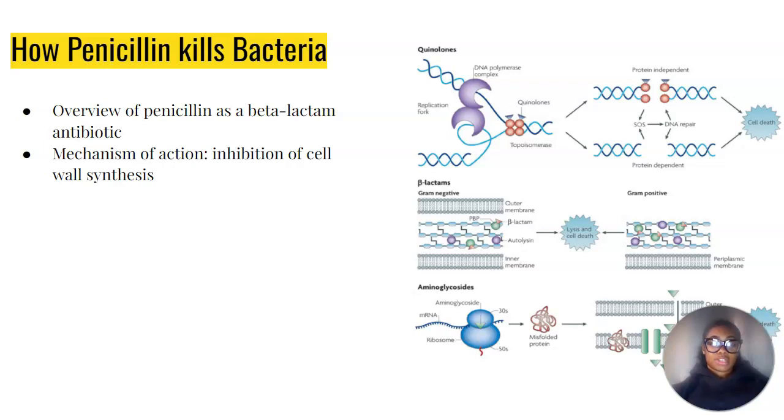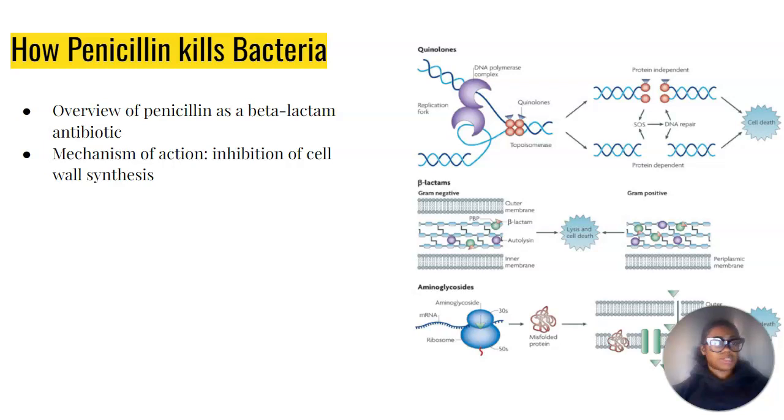Firstly, it's important to understand that bacteria possess a rigid cell wall that provides structural integrity and protection. This cell wall is primarily composed of a molecule called peptidoglycan. As bacteria grow and divide, they continuously remodel their cell wall, a process crucial for their survival. This remodeling involves the enzyme transpeptidase, which cross-links peptidoglycan chains to strengthen the cell wall.